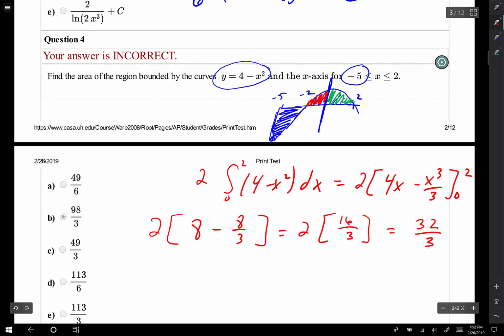Let me know if I made any mistake. I don't think I did, but if I did, let me know. Let me just check it real quick, guys. I don't want to lie to you guys.